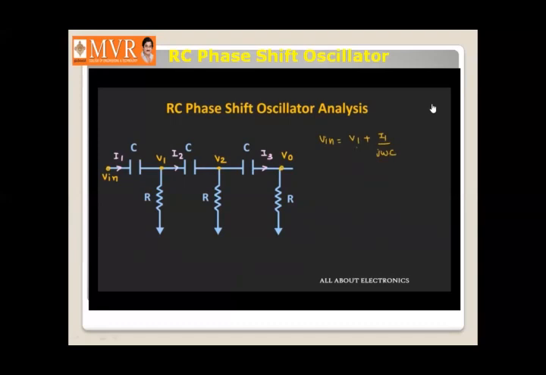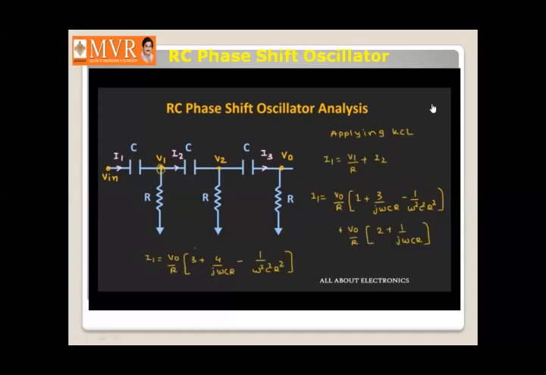And let us put the value of V1 and I1 in this expression. So the input voltage V in will be equal to V out times 1 plus 3 by j omega CR minus 1 by omega square C square R square. So here we have just put the value of V1. Now let us put the value of I1 in this expression.